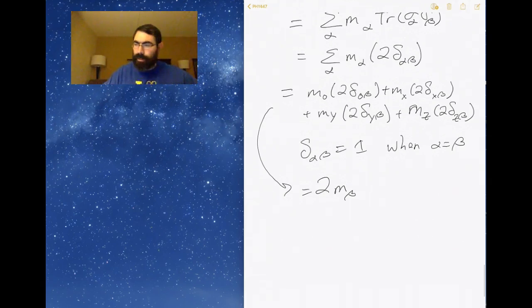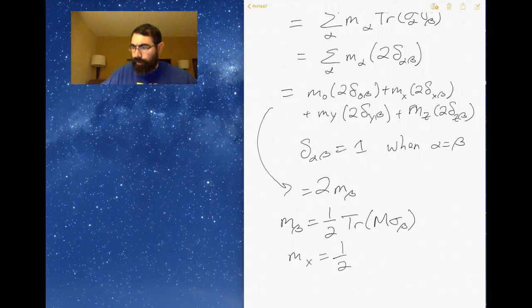So in the end, my M sub beta is equal to 1/2 the trace of whatever operator I created, M, times sigma sub beta. So if I create this operator M, and I want to figure out what the constant M sub x is going to be, then M sub x is 1/2 the trace of my operator times sigma x. And from that, I could calculate all 4 M's that give me the linear combination to create this new operator, capital M.